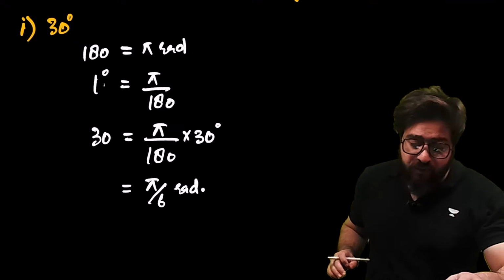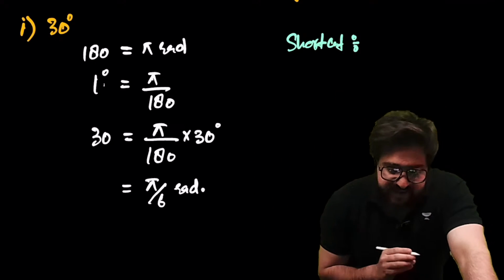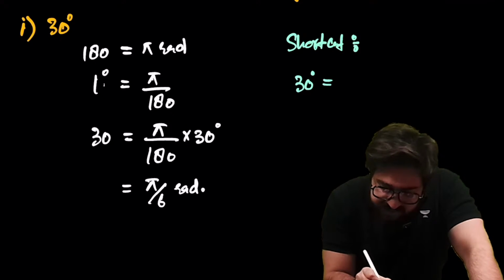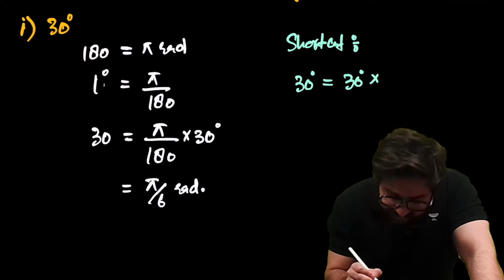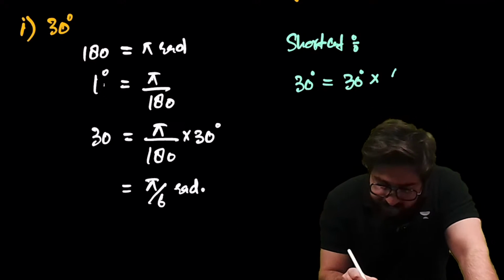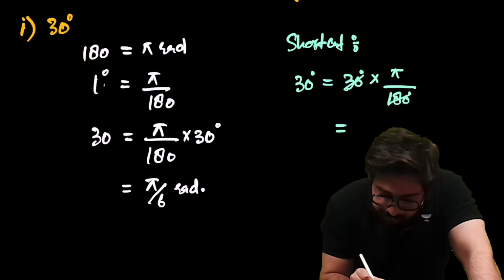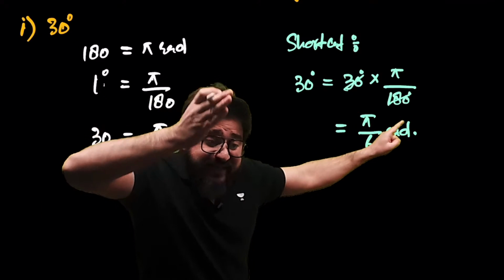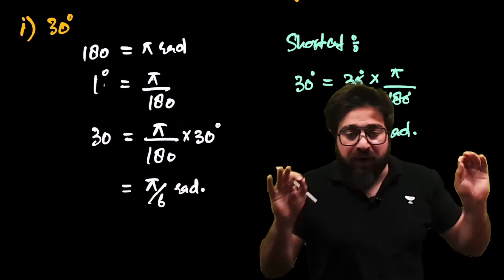Long method, 2-3 steps. But I want you guys to remember the shortcut. What is the shortcut? Listen to me very carefully. If you have got 30 degrees, can I just write it as 30 degree multiplied by 1 degree, one and the same thing? Instead of this 1 degree, can I write pi divided by 180, one and the same thing? So you multiply it by pi divided by 180 degrees, and it will simply be pi divided by 6 radians, just in one line. Whatever the angle you have, if you have to convert degrees into radians, you multiply that with pi divided by 180, and you'll get the answer.